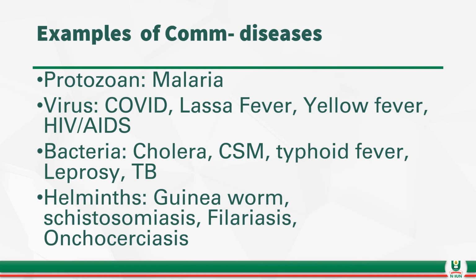So, what are the examples of communicable diseases? You have the protozoal communicable disease like malaria as an example. You have the viruses like COVID, Lassa fever, yellow fever, HIV/AIDS. And then you have bacteria like cholera, cerebrospinal meningitis, typhoid fever, leprosy, tuberculosis. Then you have the helminths like the guinea worm, schistosomiasis, filariasis, and onchocerciasis. These are a few examples of communicable diseases.